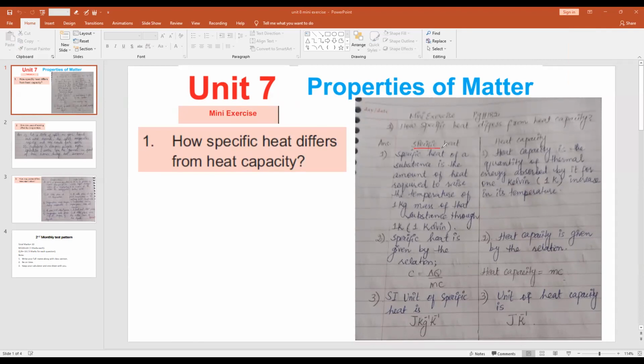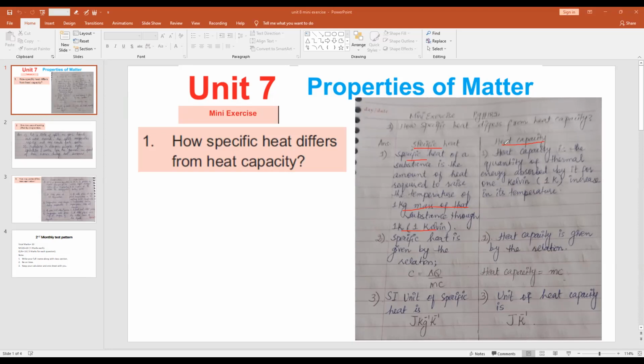Then the first point will be the definition. The specific heat of a substance is the amount of heat required to raise the temperature of 1 kg mass of that substance through 1 Kelvin. So whenever the temperature rises by 1 Kelvin in 1 kg of mass, we can say that the body has specific heat. But if the overall mass is increased, and heat is increased for a 1 Kelvin rise, then we can say that it is heat capacity. So this is a major difference between both, right?